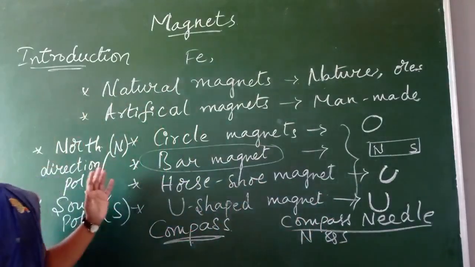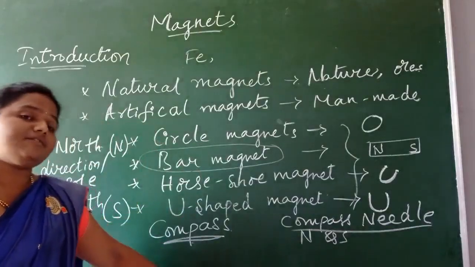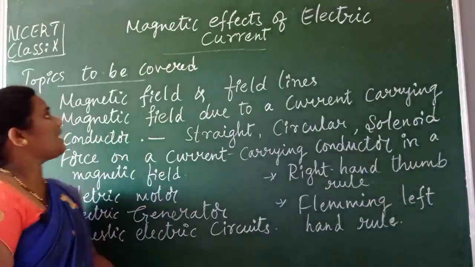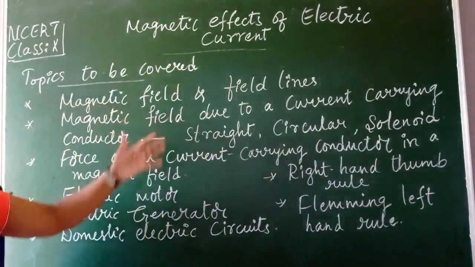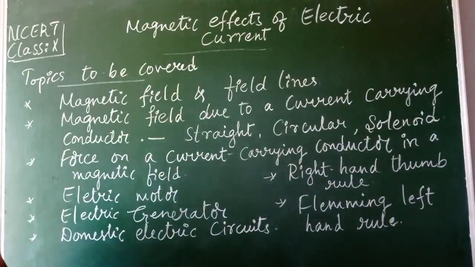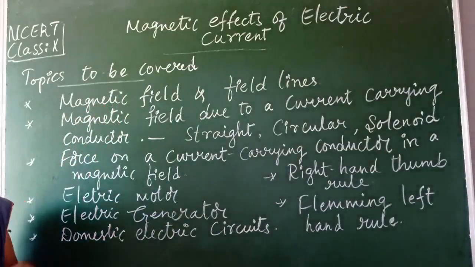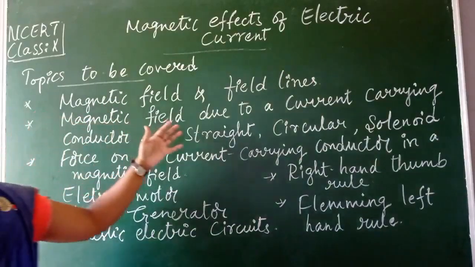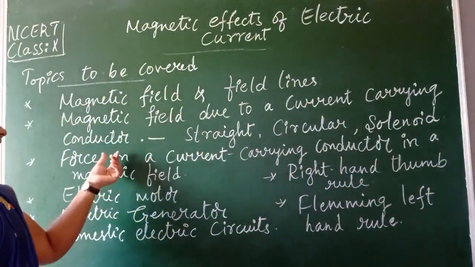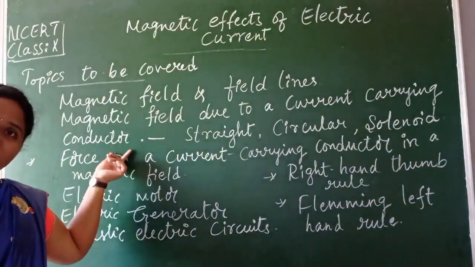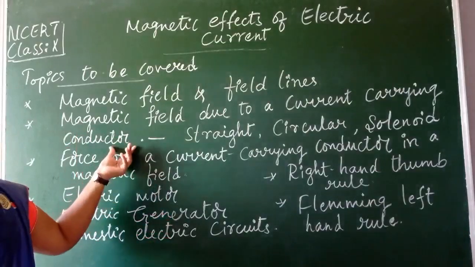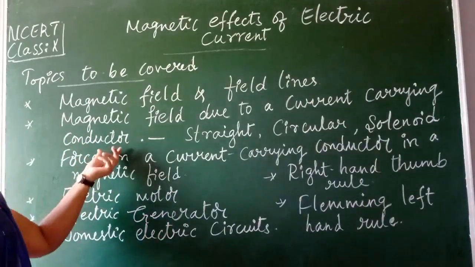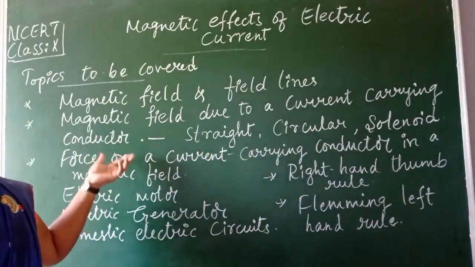So now we will move on to the topics which we are going to study under this chapter. Under this chapter, we are going to study magnetic field and field lines. Here we are going to study what is meant by magnetic field, and also what field lines mean. Next, after that we are going to study magnetic field due to a current carrying conductor. See, children, when I say conductor, you have to keep in mind that it is an object which allows current to pass through it. Isn't it, children? Especially here we are going to use wire as a conductor.